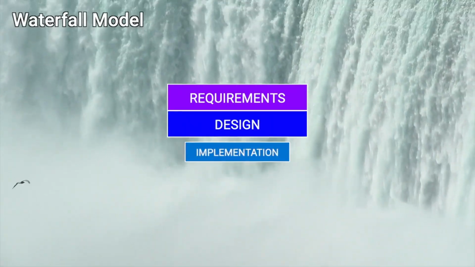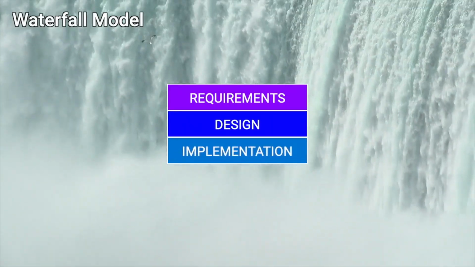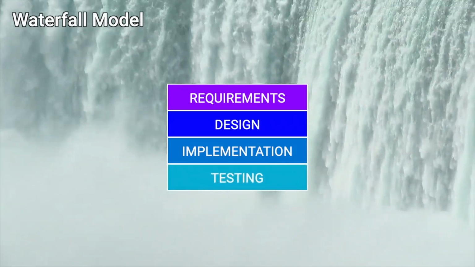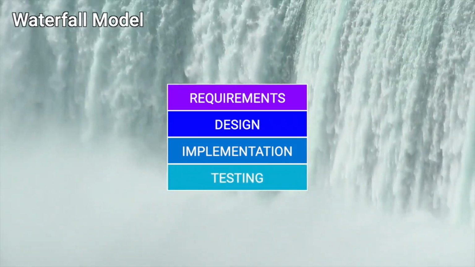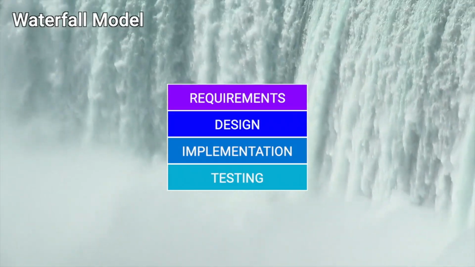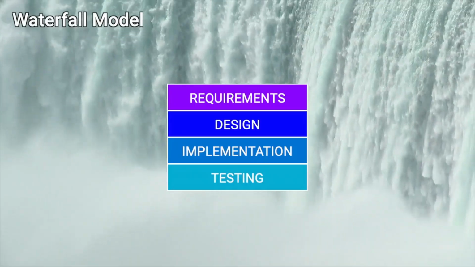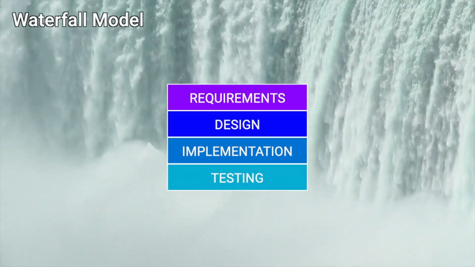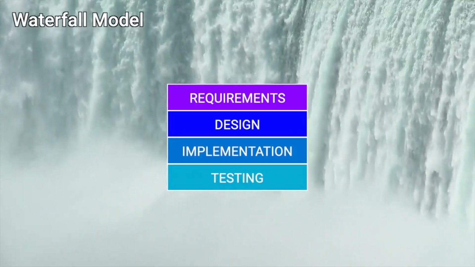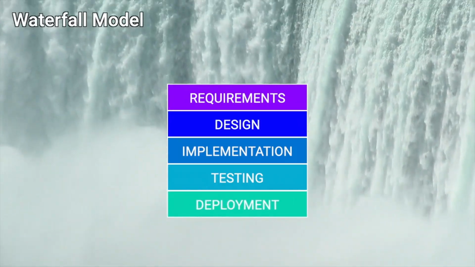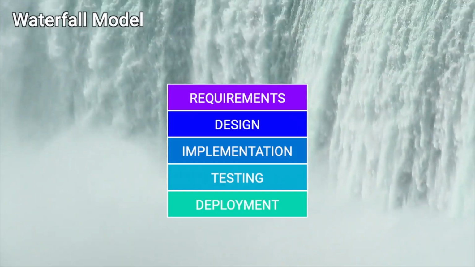After that, we have implementation. This is the actual coding and building of the application. We then have the testing phase. During this phase, a quality assurance team makes sure that the team met the requirements, that the code works properly across devices, and that security flaws and vulnerabilities were phased out. After testing comes the deployment. This is when the application is released to a client or the public.